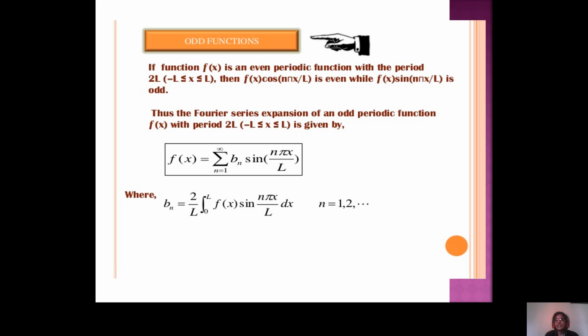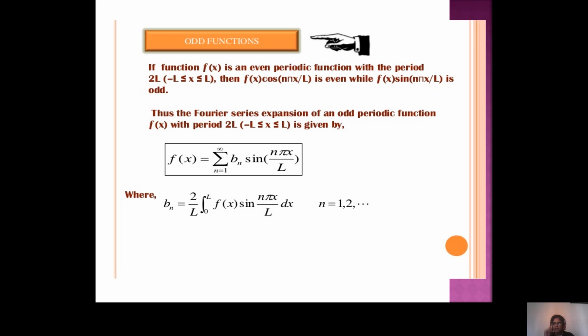So thus the Fourier series expansion of an odd periodic function f of x with the period 2L, minus L less than or equal to x less than or equal to L, is given by f of x equal to summation of n equal to 1 to infinity Bn sin n pi x by L, where Bn is equal to 2 by L integration of 0 to L f of x sin n pi x by L dx, n equal to 1 to infinity.